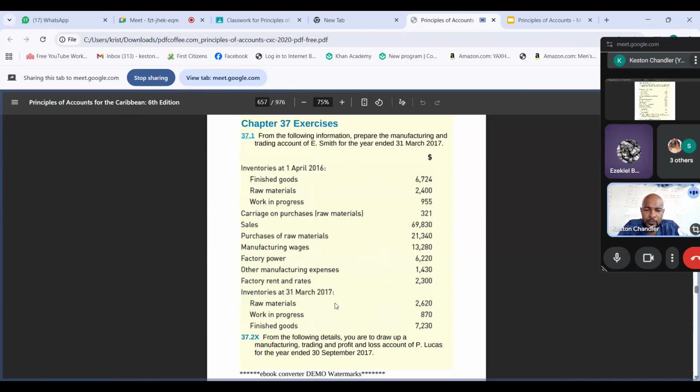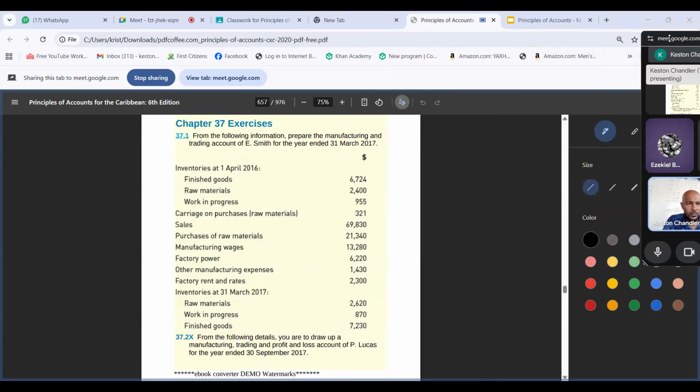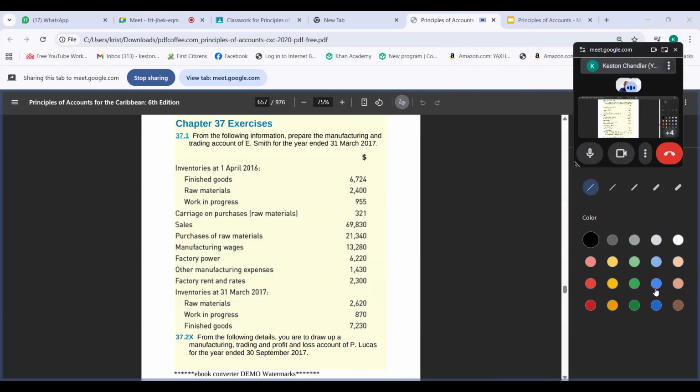Question 37.1. This is the approach that we're going to take, a similar approach to what we are accustomed to. We need to go through the information provided and identify where each item is going to go. When you have a question like this, to prepare a financial statement, you're taking an extra minute or two to identify where you're going to be using each figure. So let's look at them.